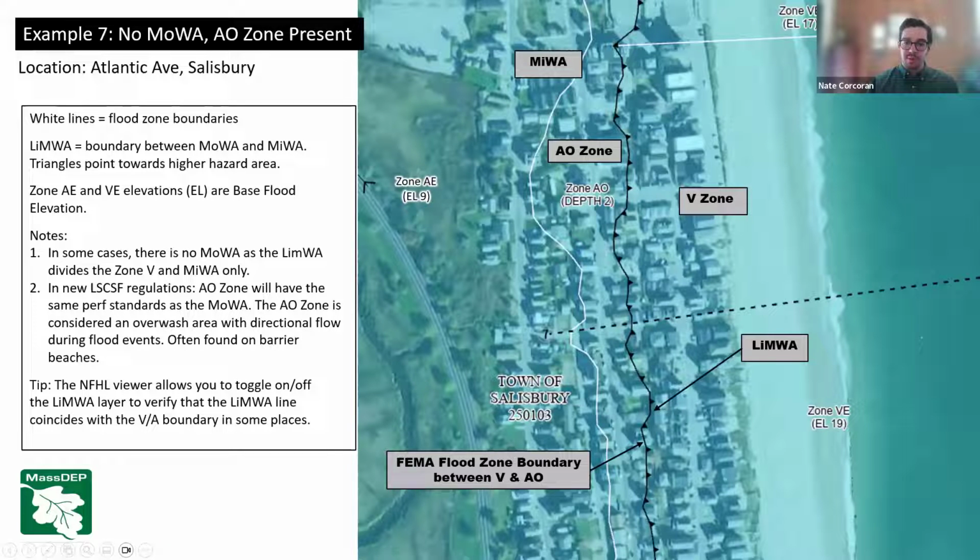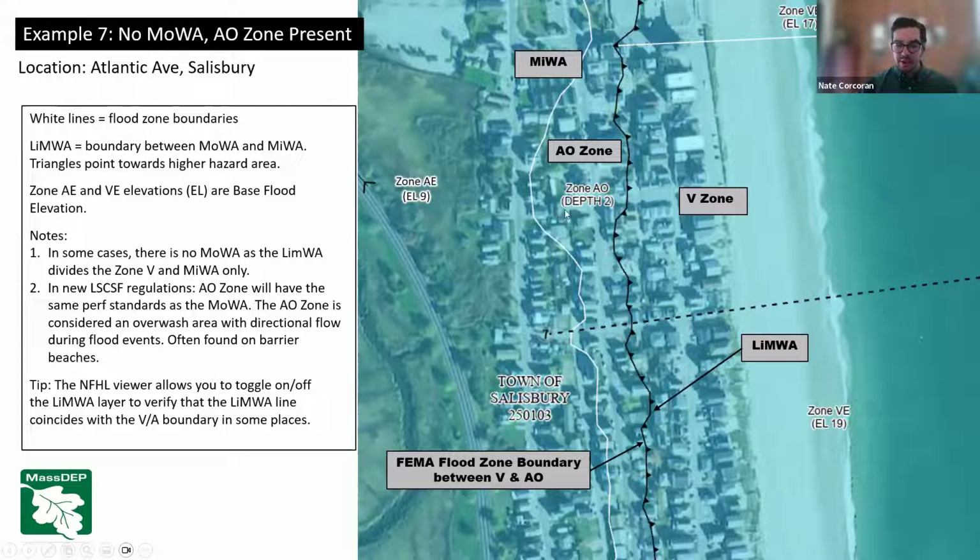So here is an example of an AO zone. This is in Salisbury, which is a barrier beach. As you can see, there's the V zone on the seaward side, and then the LIMWA, and then an AO zone. And that AO zone has a depth of 2, so that means there's a depth of 2 feet during the 100-year storm event.